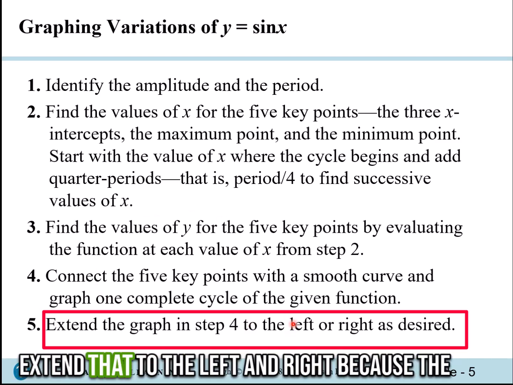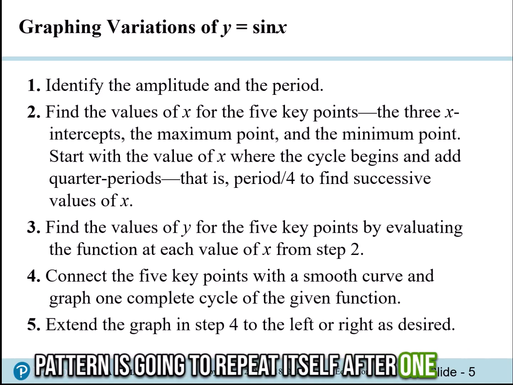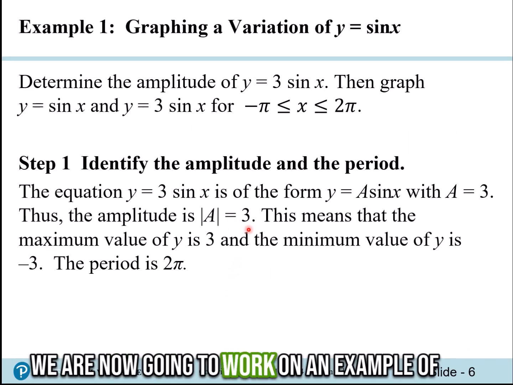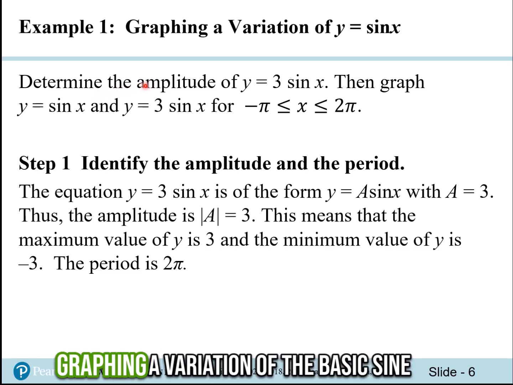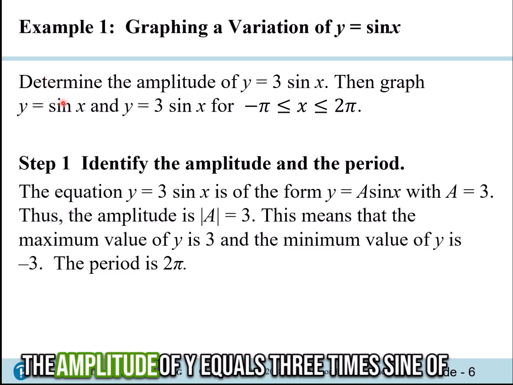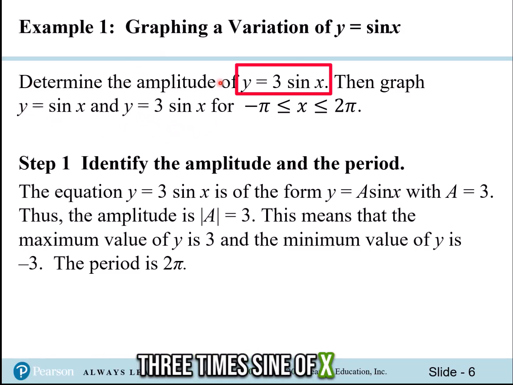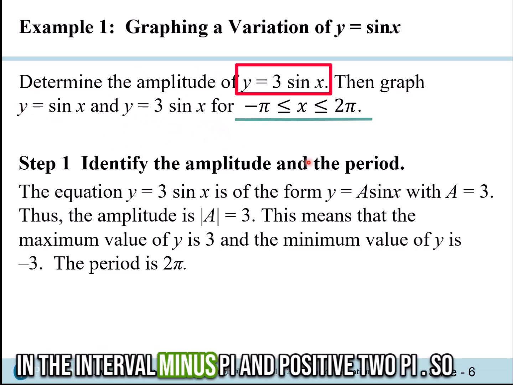We are going to extend that to the left and right because the pattern is going to repeat itself after one cycle. We are now going to work on an example of graphing a variation of the basic sine function. The question here says, determine the amplitude of y equals 3 times sine of x, then graph y equals sine of x and y equals 3 times sine of x in the interval minus pi to positive 2 pi.